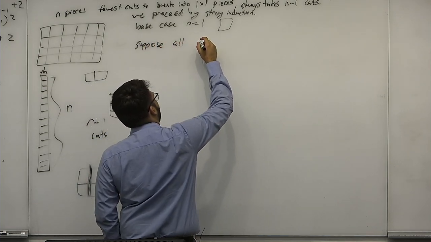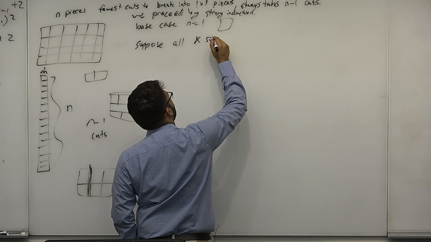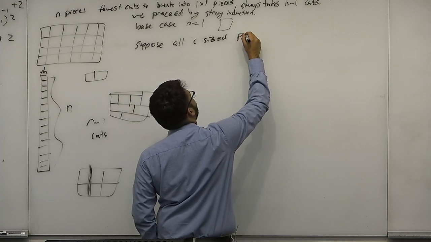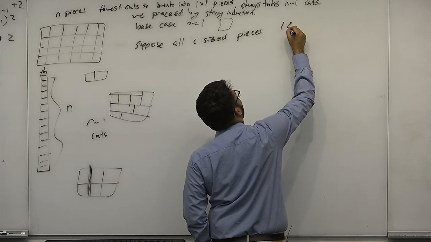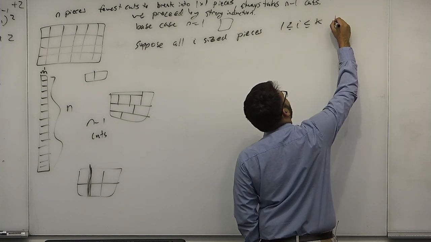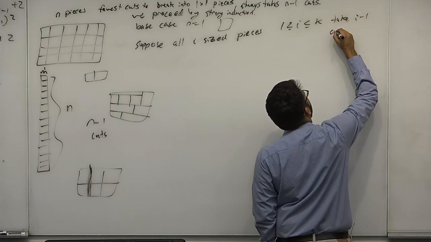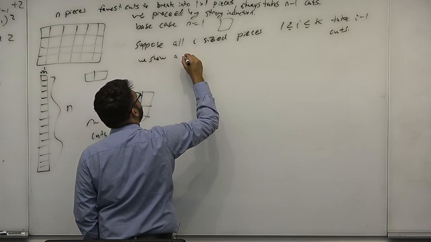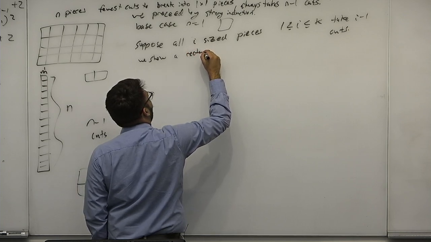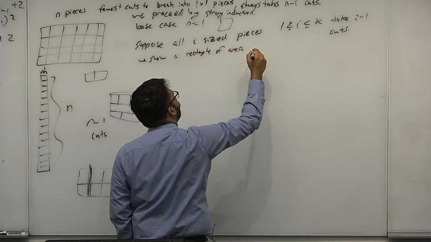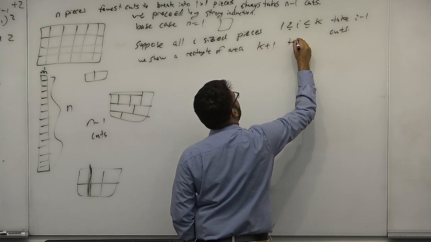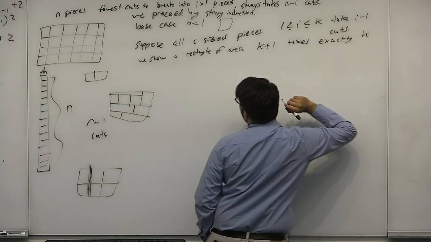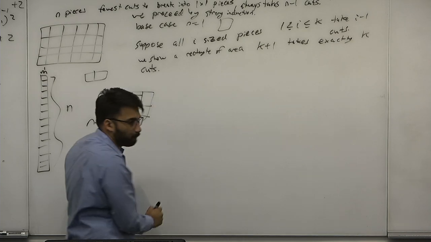Suppose all k-sized pieces, all i-sized pieces for 1 less than or equal to i less than or equal to k, take i minus 1 cuts. We show a rectangle of area k plus 1 takes exactly k cuts. Okay.